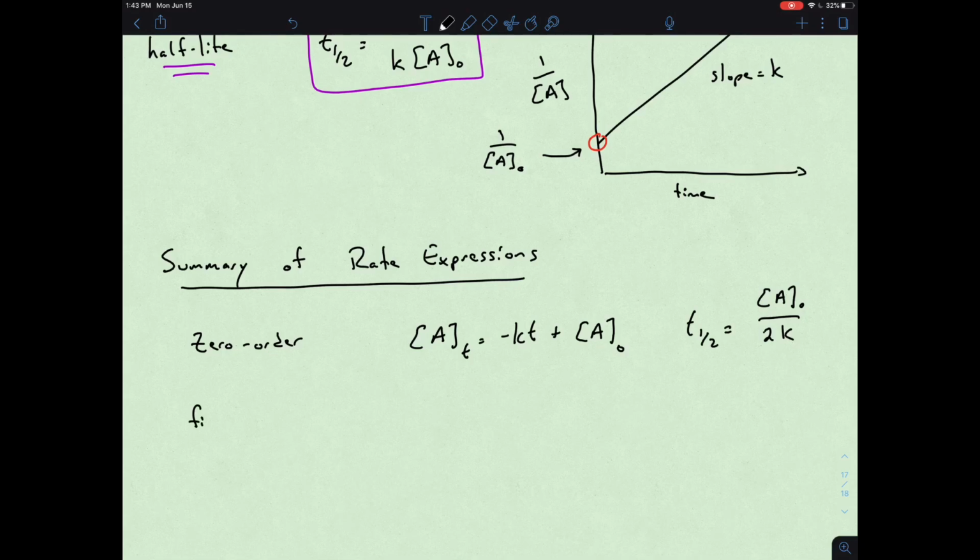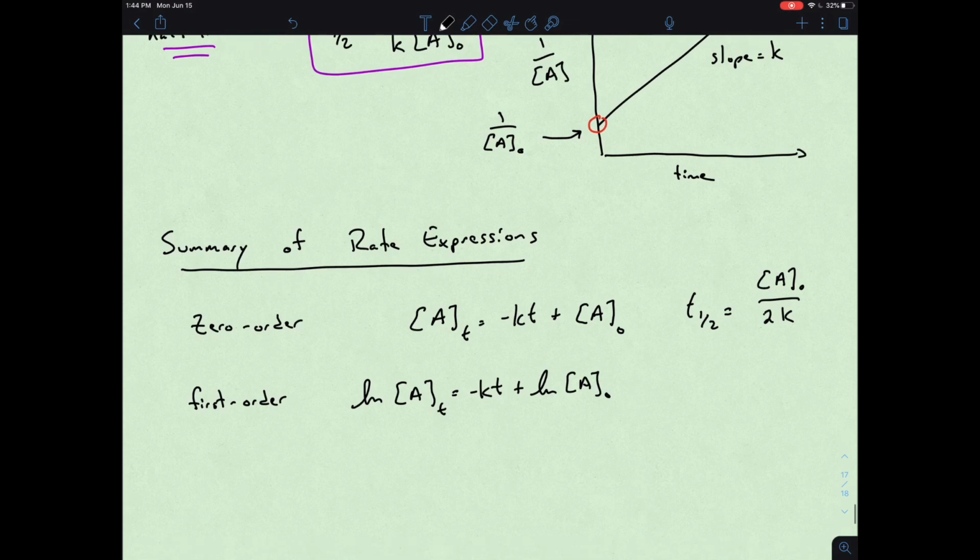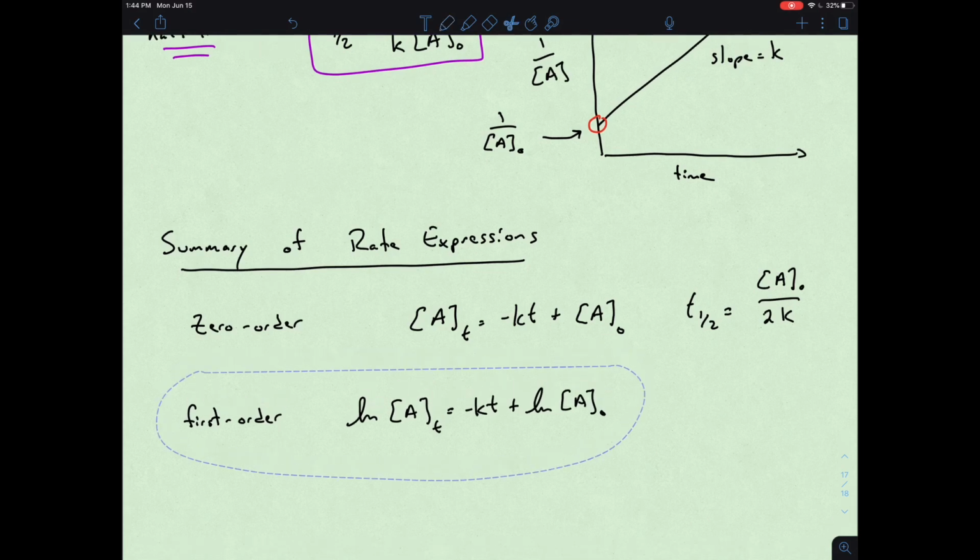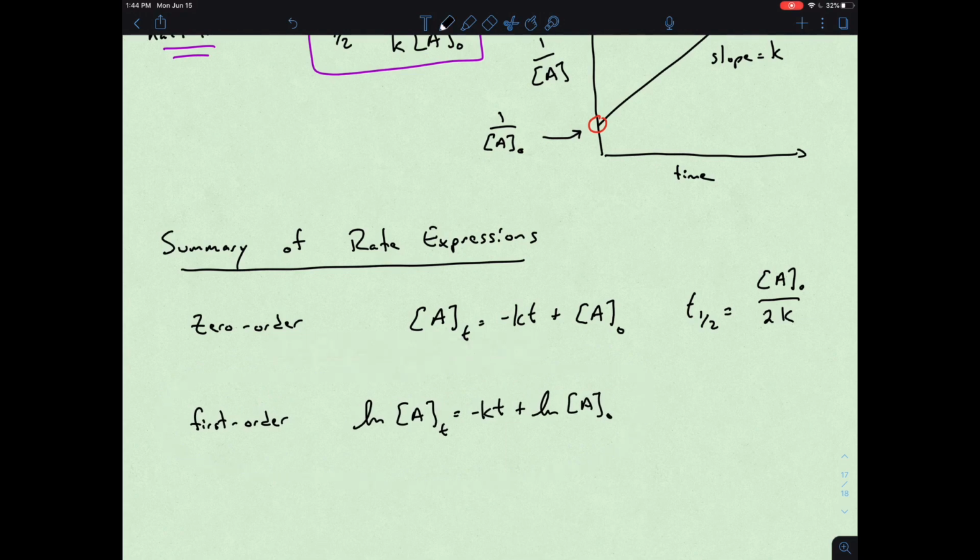We then have a first order reaction, which is the natural log version of the linear fit. And the half-life that we see for a first order is 0.693 over K.